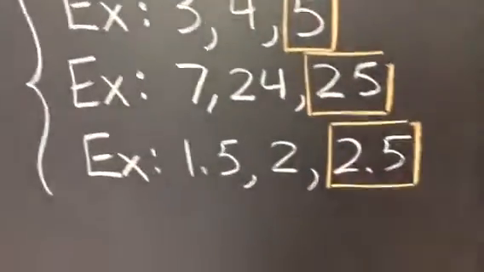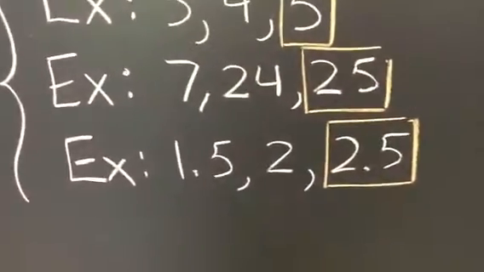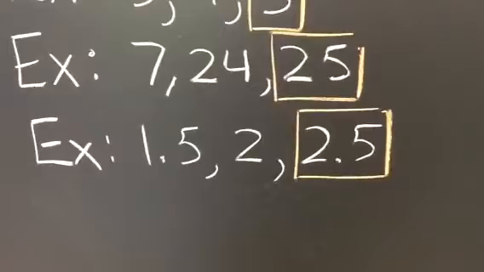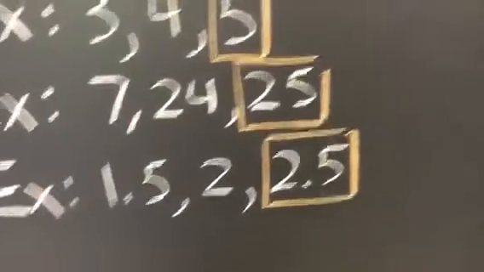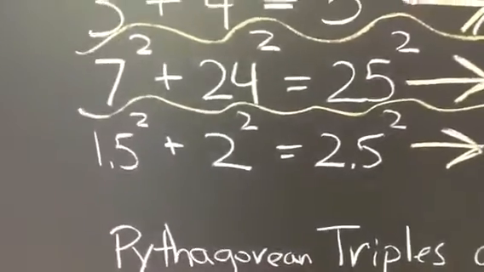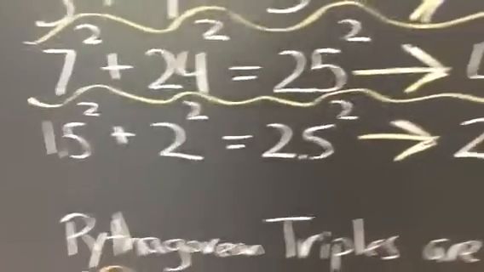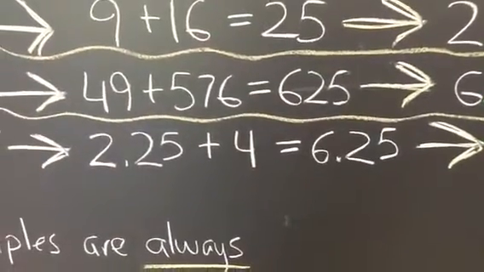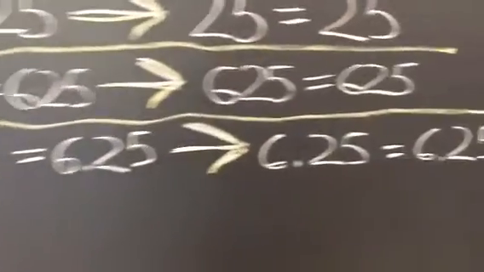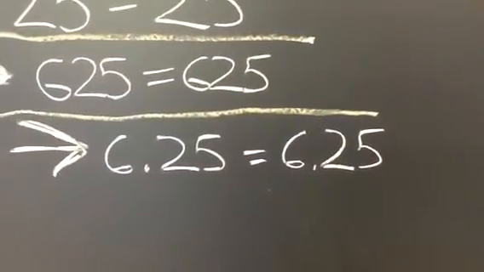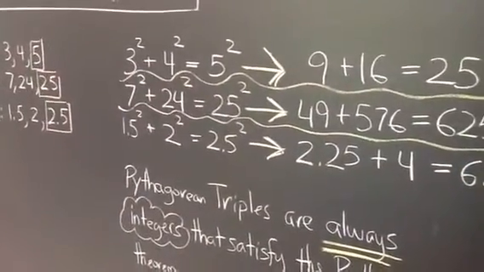Now the numbers don't always have to be integers, nice whole numbers. So for example, these decimal numbers can work too. 1.5, 2, and 2.5. 1.5 squared plus 2 squared equals 2.5 squared. So 2.25 plus 4 equals 6.25, and I get the identity. 6.25 equals 6.25.